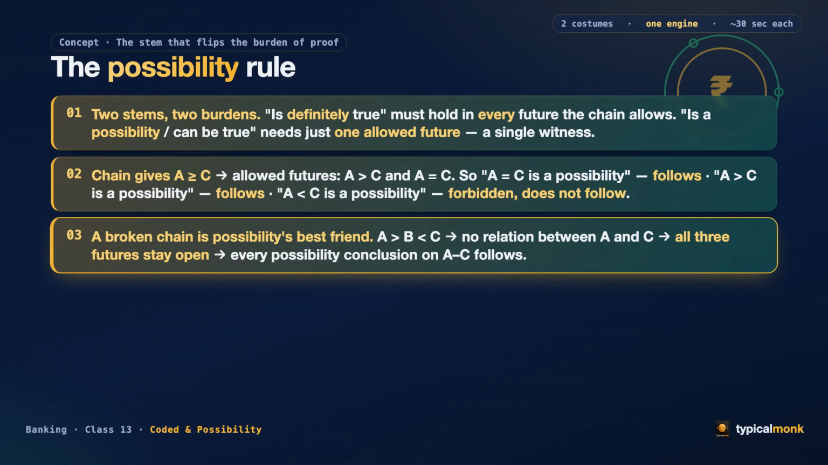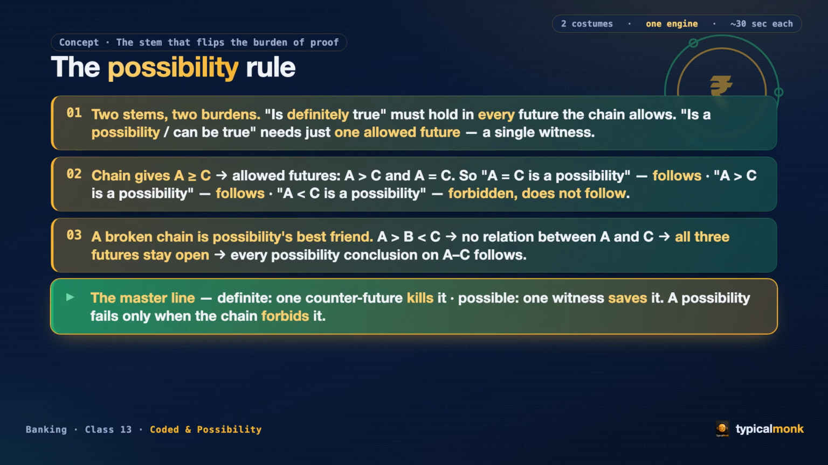3. A broken chain is possibility's best friend. A greater than B, B less than C. No relation between A and C, so all three futures stay open, and every possibility conclusion built on A and C follows. And 4. The master line. One counterfuture kills a definite, one witness saves a possible. A possibility fails only when the chain forbids it. Hold that line, and you hold the chapter.